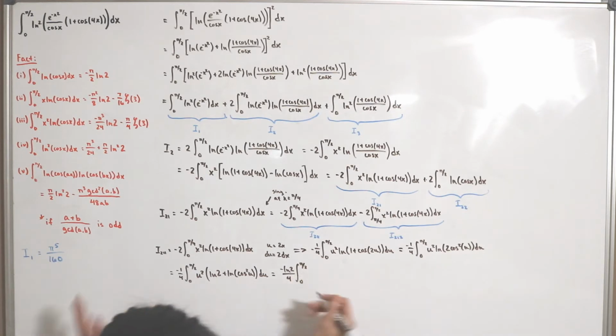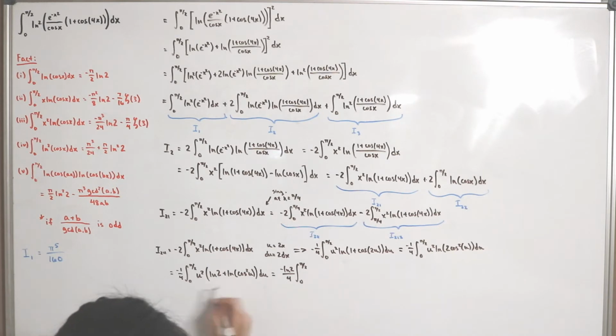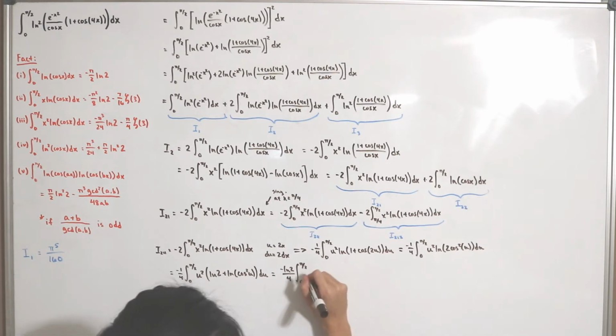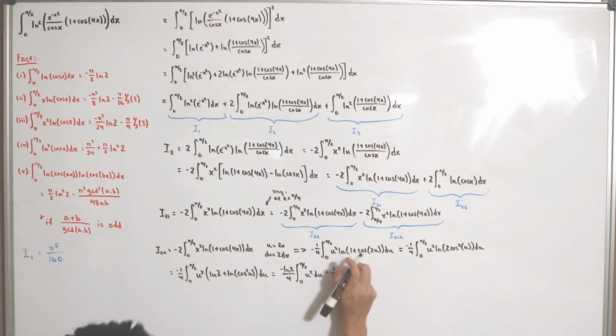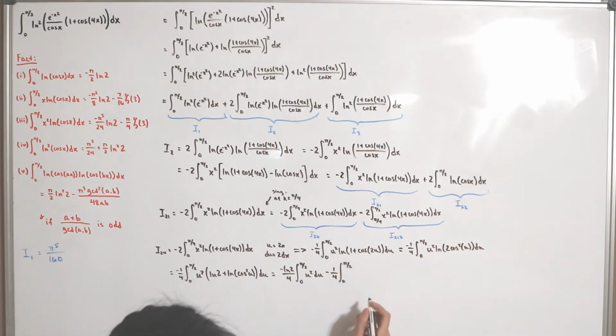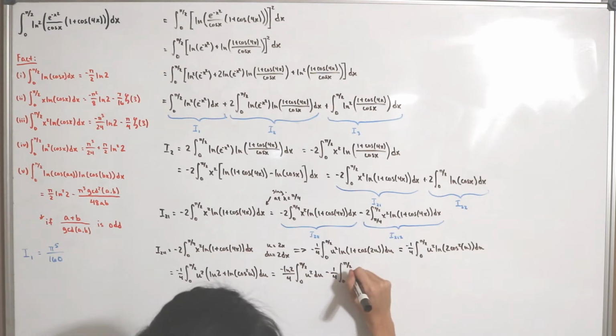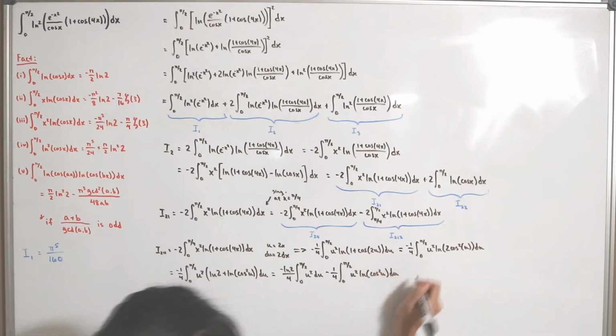I'm skipping many steps here. We can actually split this into two integrals again. The u squared distributes to ln of 2, and then the u squared distributes to the ln cosine square of u, du, and then minus 1 over 4 times the integral from 0 to pi over 2 of u squared multiplied by ln cosine square of u du.